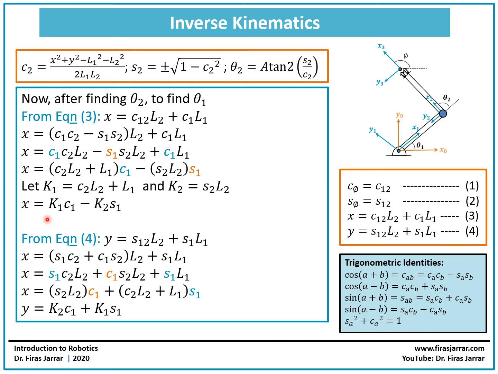So equation 3 can be written in a new way, with x now being equal to K1, which is a constant, times cosine 1 minus K2 times sine theta 1.